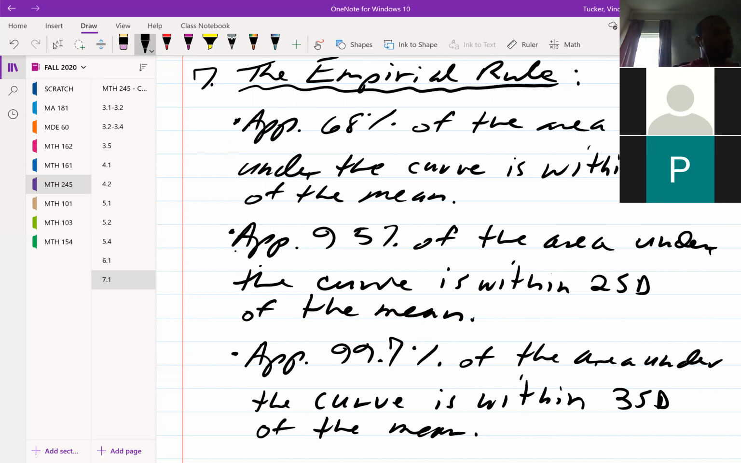All right, the last property, the empirical rule. We talked about the empirical rule before. Approximately 68% of the area under the curve is within 1 standard deviation of the mean. 95% of the area under the curve is within 2 standard deviations of the mean, and 99.7% of the area under the curve is within 3 standard deviations of the mean.